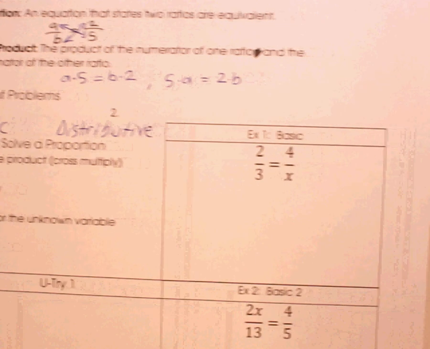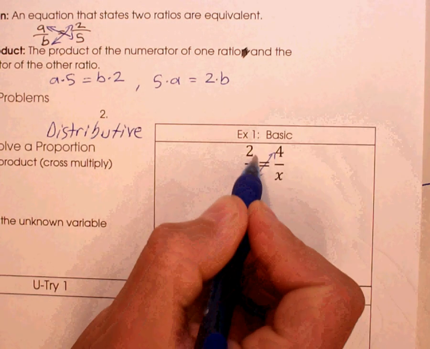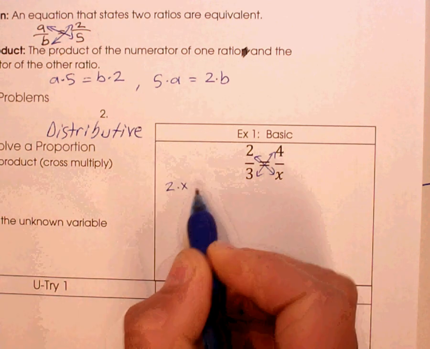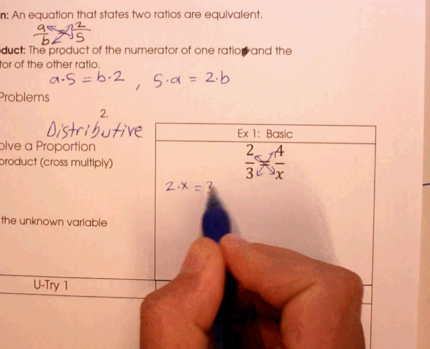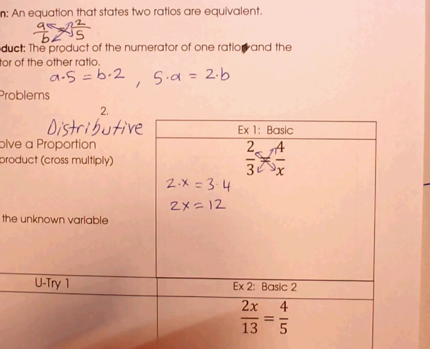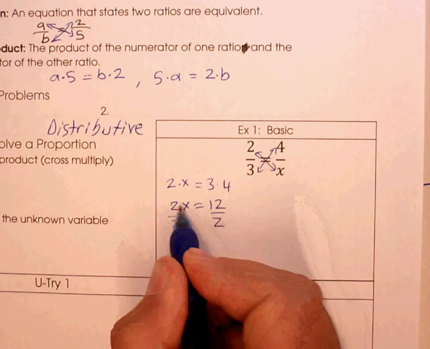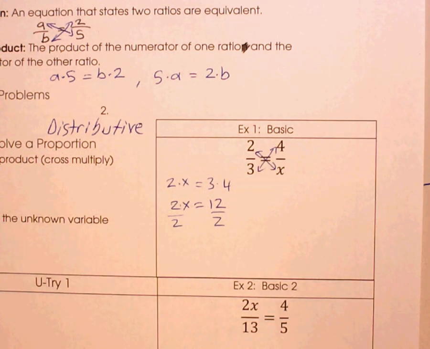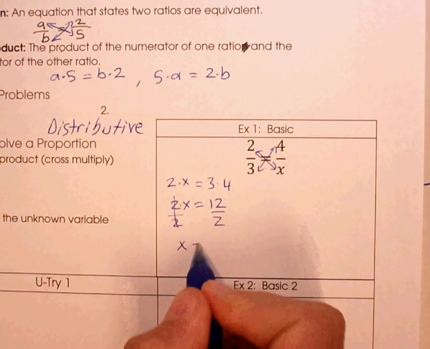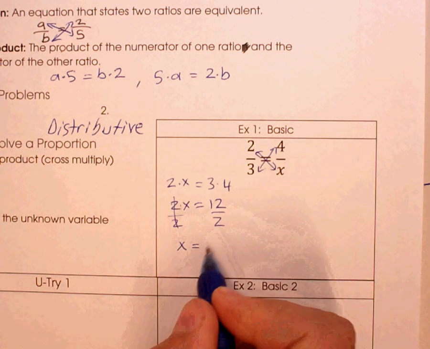Here's our first example. We are going to do a cross product. Then we will have 2 times x is equal to 3 times 4. We can multiply. 2x is equal to 12. In order to solve this equation, I will divide each side by 2 because it's been multiplied before. These will cancel to be 1. 1 times x is still x. 12 divided by 2 is 6.